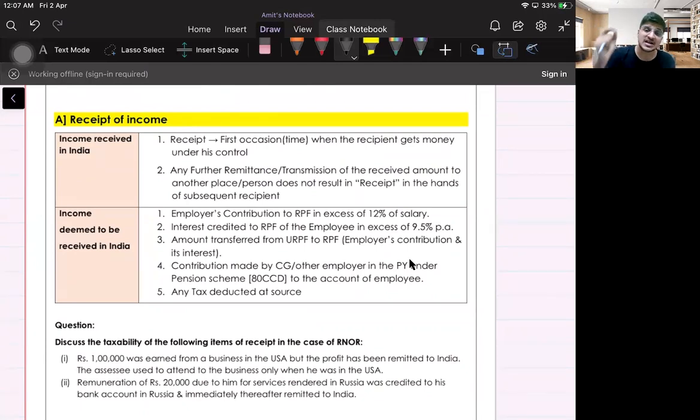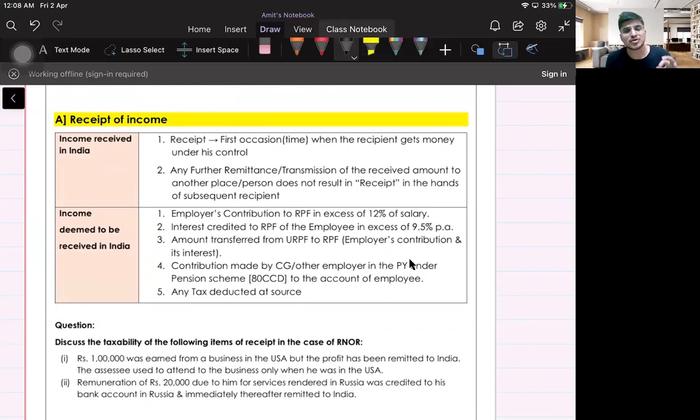Second, interest credited to what? RPF of the employee in excess of 9.5% per annum. First, employer's contribution, 12%. Interest credited to RPF, 9.5%. If there is any amount under URPF, that is unrecognized provident fund, and if you're transferring that money to recognized provident fund, then in that case also, it is deemed to be received in India.